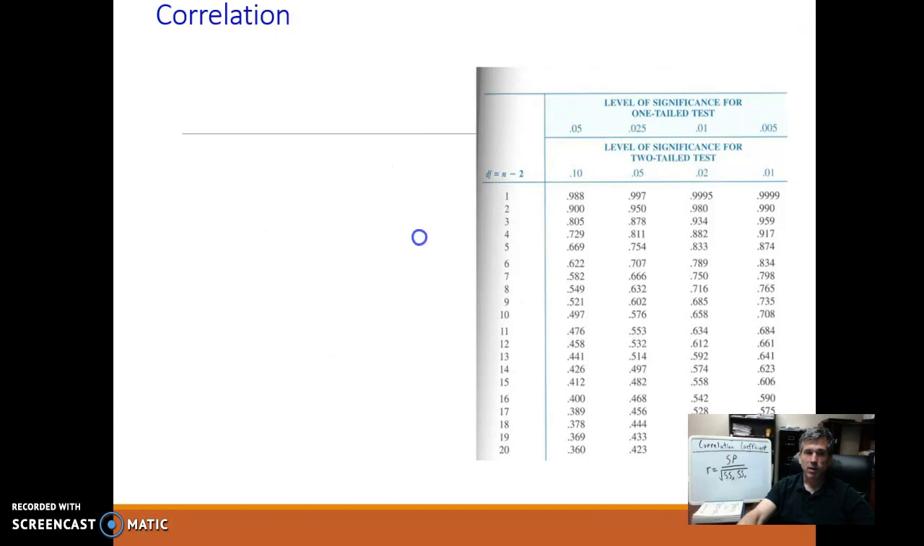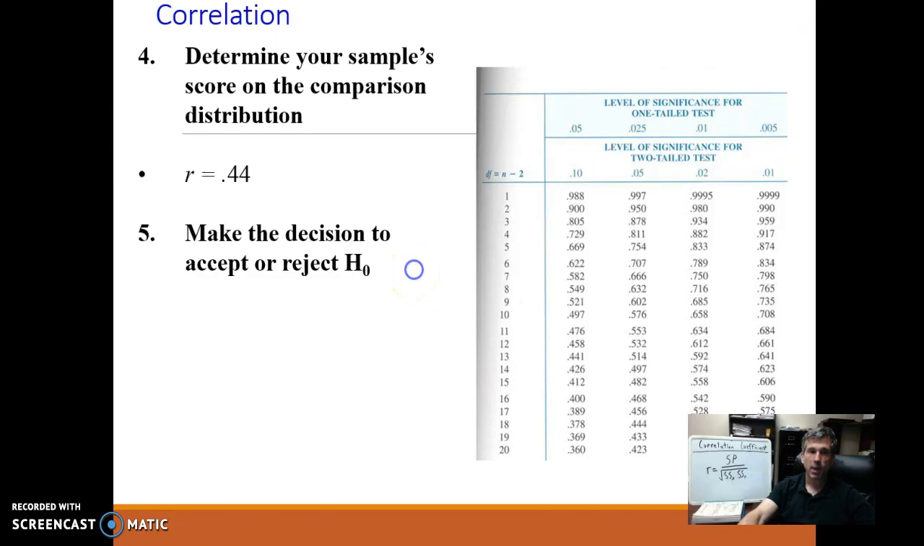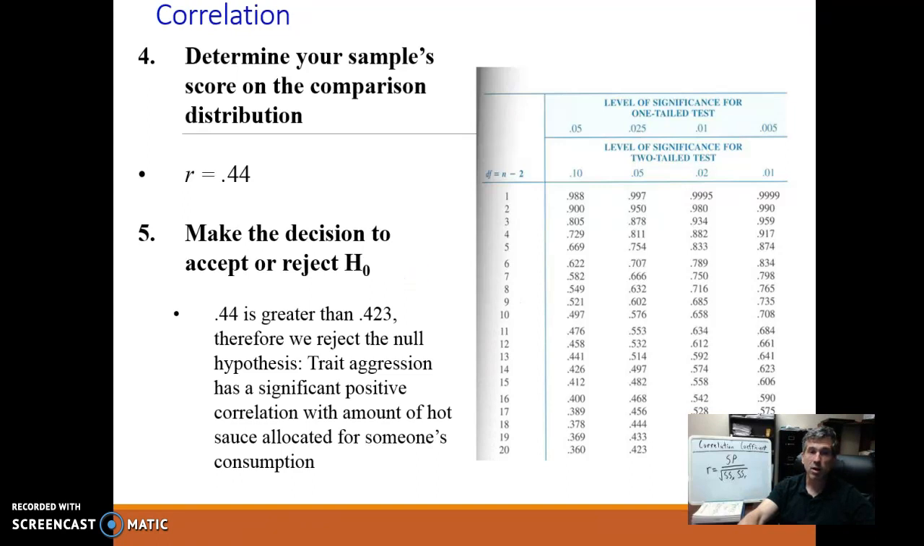So here is step 4. We get our sample score. We calculate the correlation coefficient. I'm going to skip over the actual calculations. It's a pretty big data set anyway, and just say that they found their correlation coefficient was 0.44. Then we make the decision to accept or reject the null. Is it beyond that threshold of plus or minus 0.423? Yes, it is. It's just a tiny bit over the line, but that doesn't really matter. We have enough evidence to reject the null.